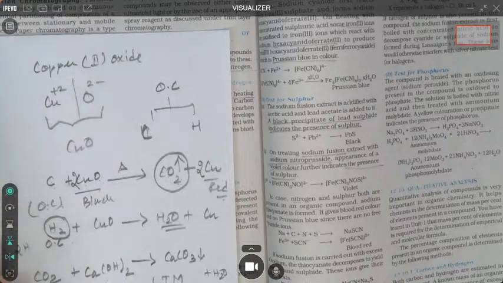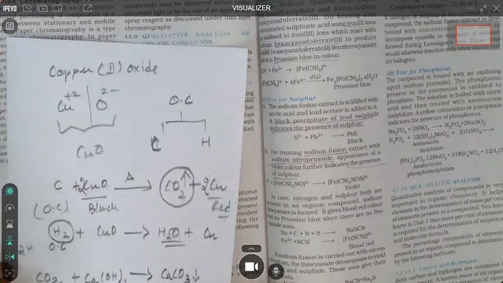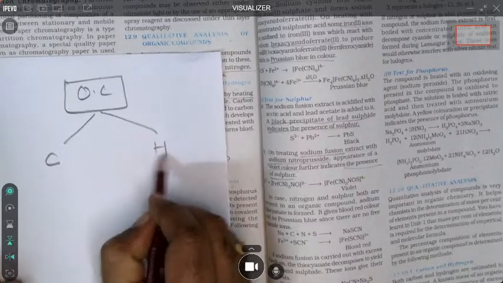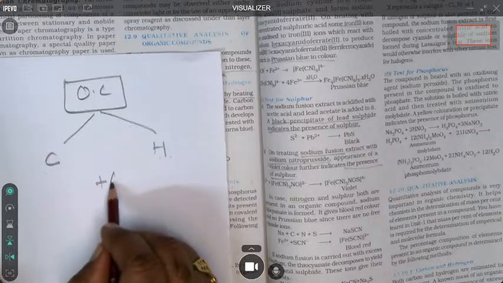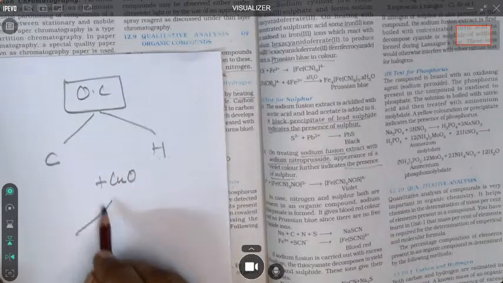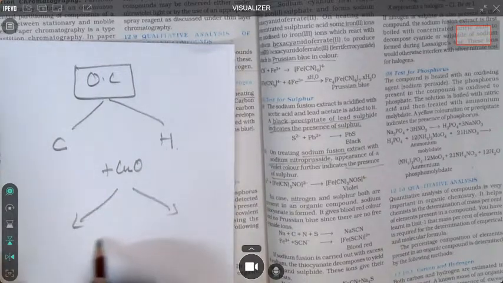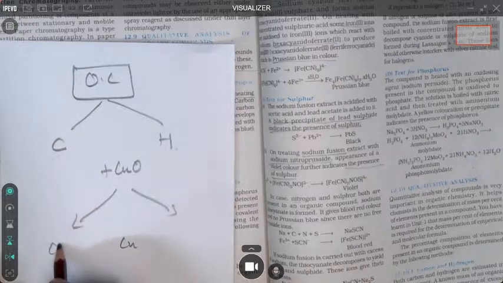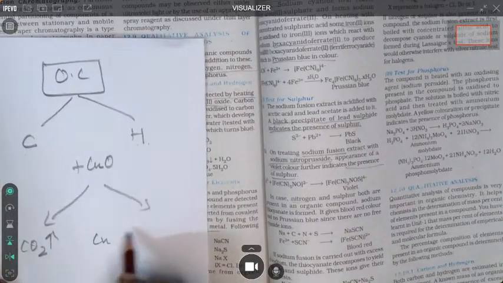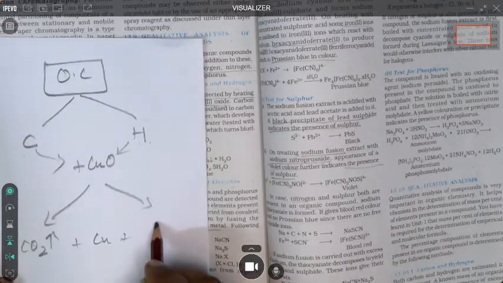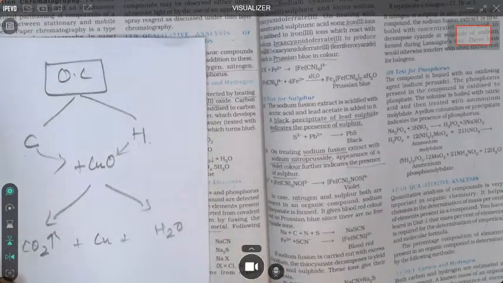How to identify the carbon and hydrogen present in the given organic substance. Let me say this is the organic substance, and we are going to identify the presence of carbon and hydrogen. For both of these elements, we can treat this with copper oxide, so that in this case you are able to get copper separated, and CO2 is liberated as gas. And what about this? In this case, you are able to get H2O, and copper.